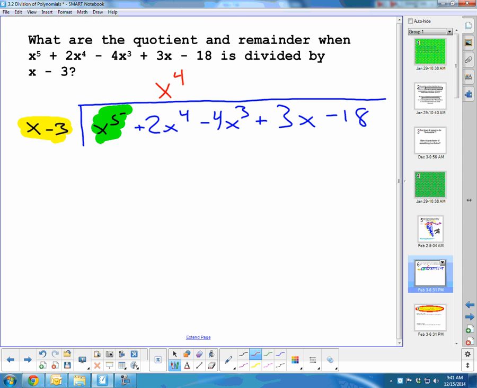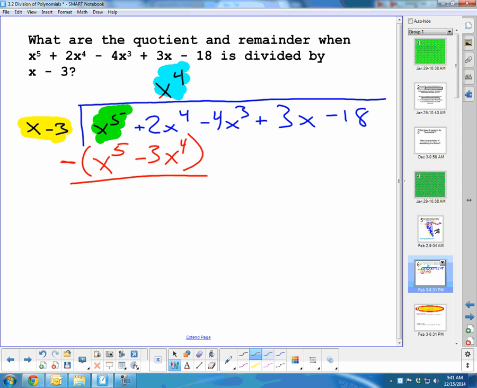Remember what we did previously? We would take the number that we put above, and I'm going to get a highlighter here, and we would multiply that by the divisor, x minus 3. So if I have x to the fourth times x minus 3, that's going to give me x to the fifth minus 3x to the fourth. Now you'll be able to see here why I chose x to the fourth, because as previously with numbers, I'm going to subtract, but I'm going to put this in parentheses underneath.